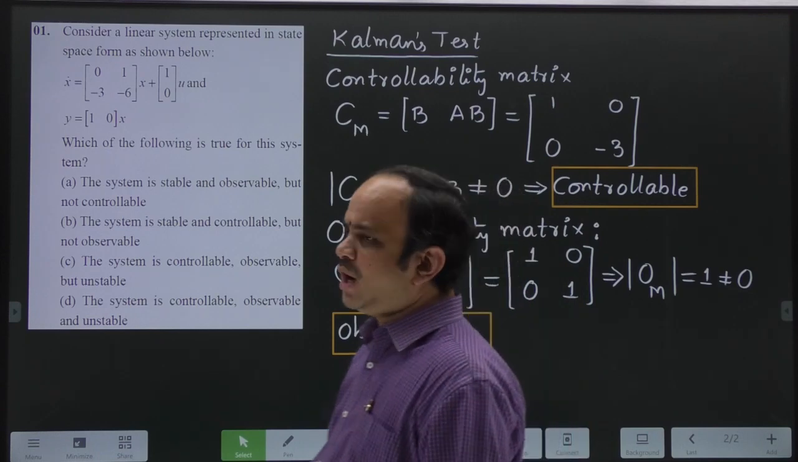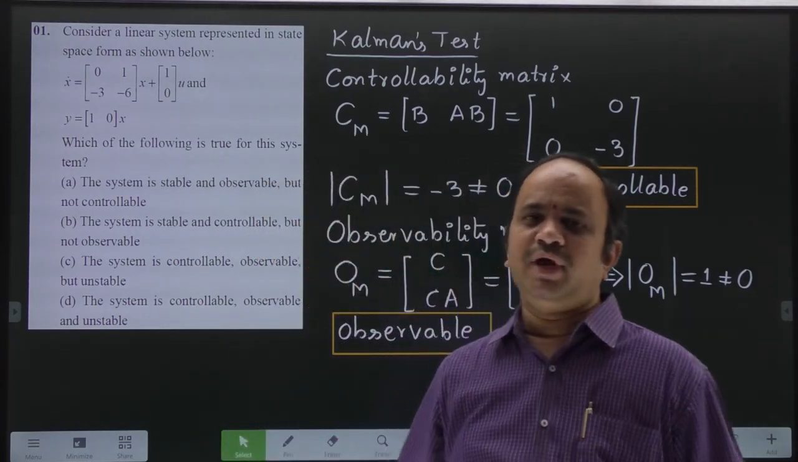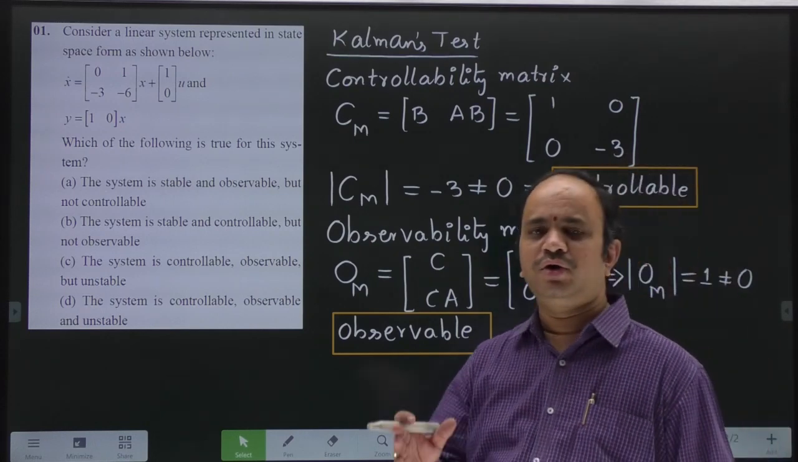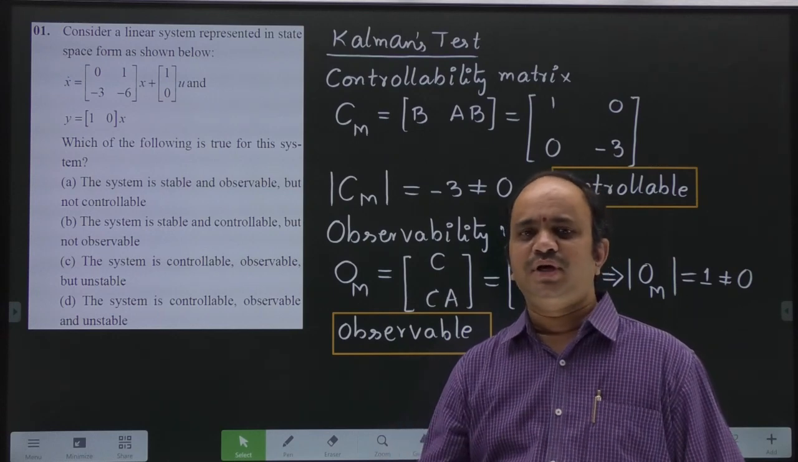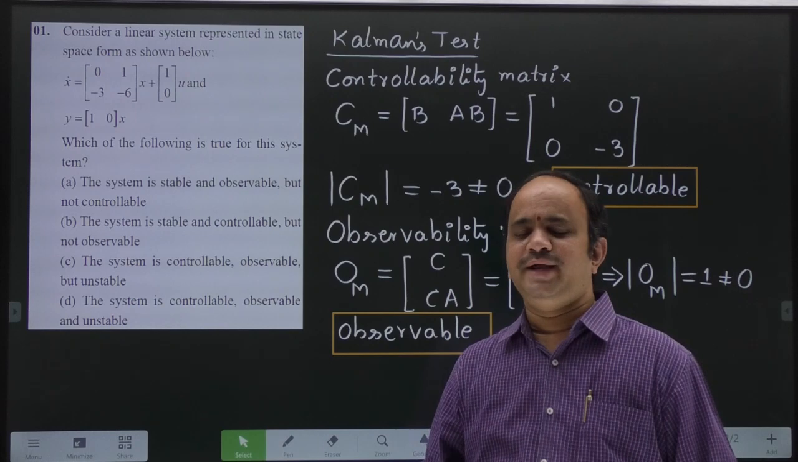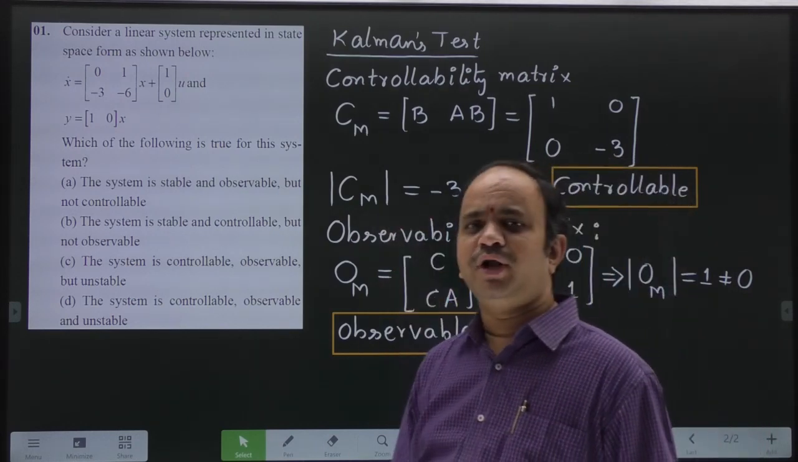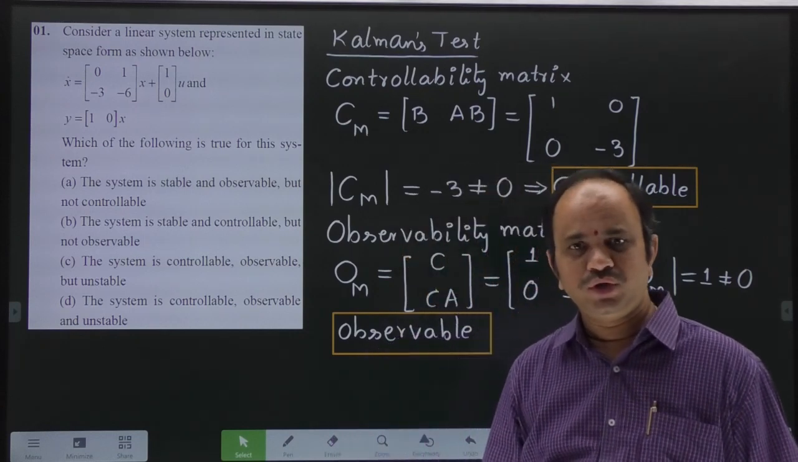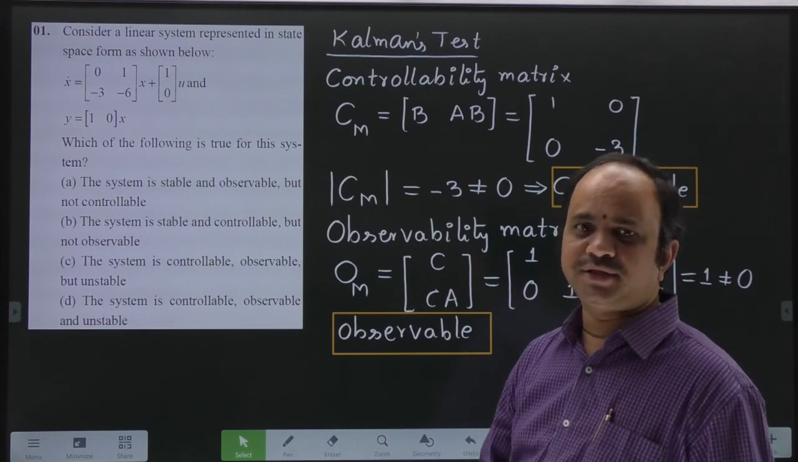So how can you find whether the given system is stable? You need to identify whether the system poles are in the left hand side or right hand side. If the poles are in the left side, you can say that the system is stable. If the poles are in the right side, then the system is unstable. Now from the given state space model, how can you find the system poles? System poles are nothing but roots of the characteristic equation.